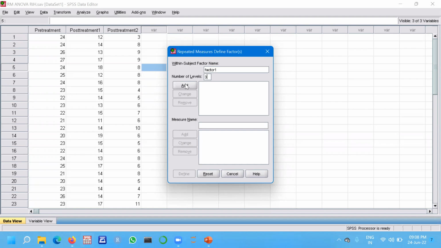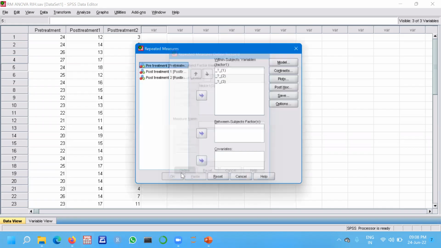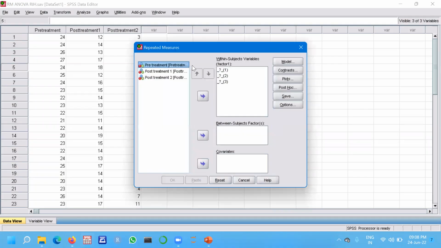Then I am giving add. Okay. Add. So factor 1, 3 levels are there. Then define it. Okay. So how to define? See, you have to click pre-treatment, then you have to click post-treatment 1, post-treatment 2. Okay. So this is how it is done.